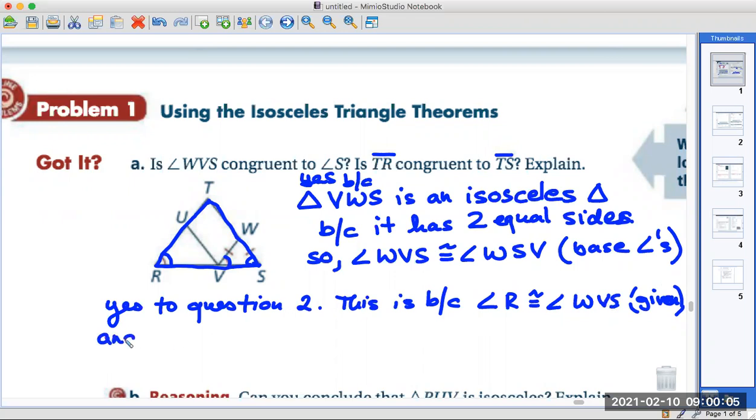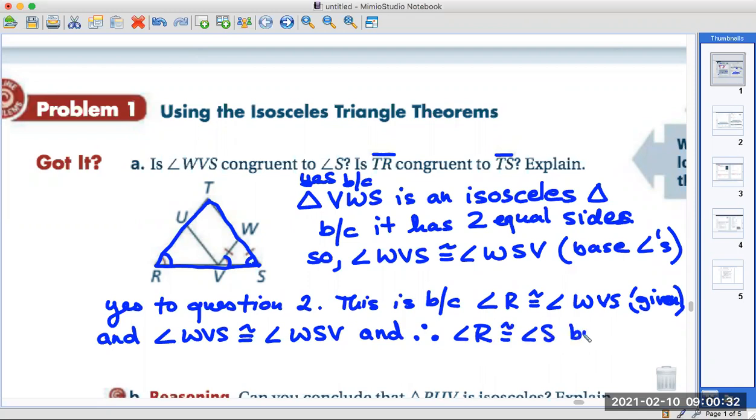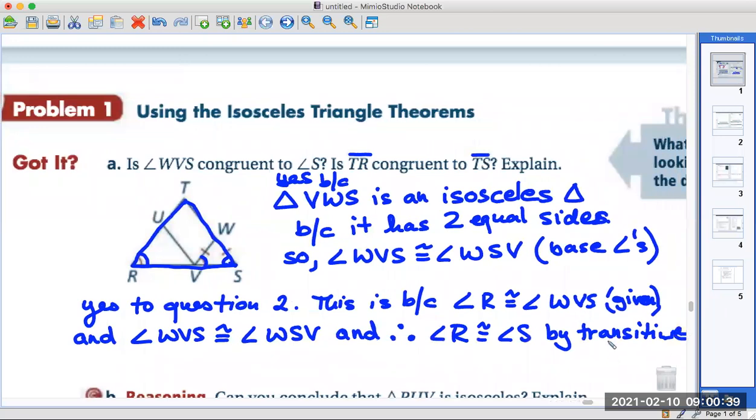And angle WVS is congruent to angle WSV, as we already established. And therefore, now I'm going to show you a shortcut for therefore. This means therefore, angle R must be congruent to angle S by the transitive property. I'll just shorten that word.